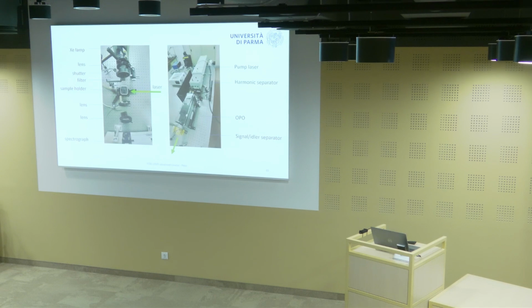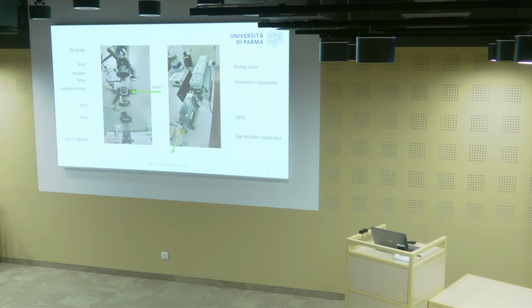Here is a picture showing some details. Here is a pump laser, harmonic separator, OPO, and here you have the xenon lamp. Here is a filter that was taken out, a lens, a shutter, a filter. This is the sample holder for temperature control, optics, spectrograph input with the filter in front of it. Very essential.